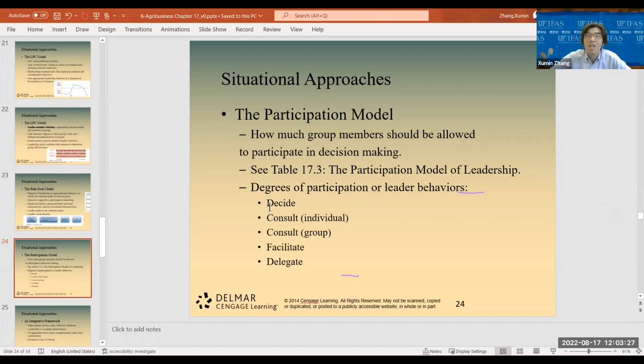So the first is the leader decides everything. Then the leader consults the individual employee, or the group of employees, or later on facilitates the decision making. So who makes the decision now? Subordinates or individual employees, not the leader. And later on, delegate means you do the job, they make the decision. But I would say this is one of the behavioral approaches. Remember the Michigan study? It talked about job-oriented and employee-oriented. Now this is more like participation-oriented or development-oriented.